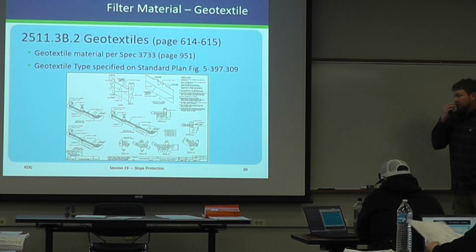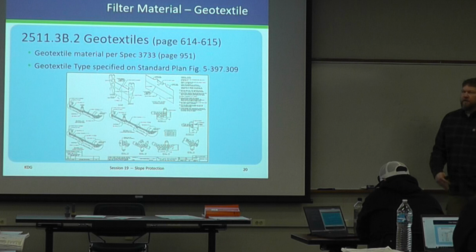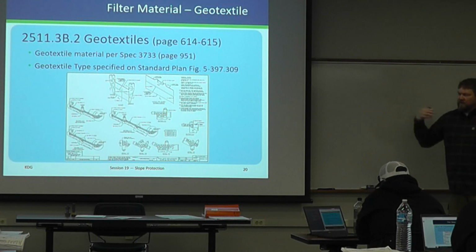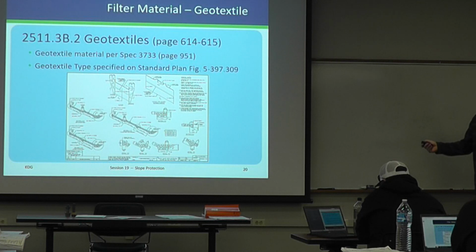The geotextile, so we talked about the granular filter that goes under the riprap. The other option is geotextile fabrics, and I'm sure most of you are familiar with geotextile fabric. You know, it comes in 15-foot widths and long lengths, and you roll it out on the slope. That's covered in 3733, and here, look a little bit at the standard figure 309.